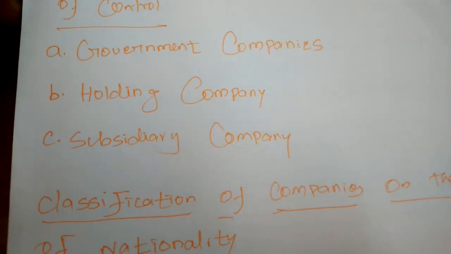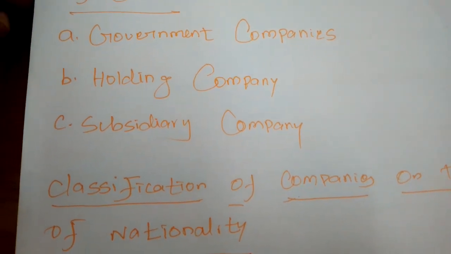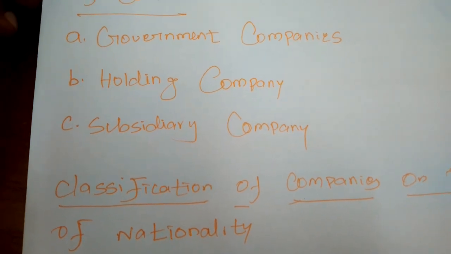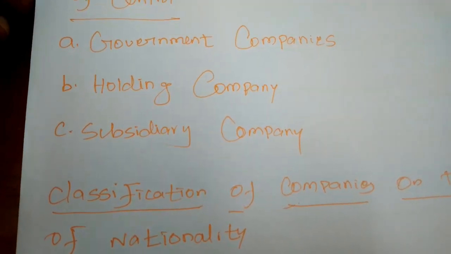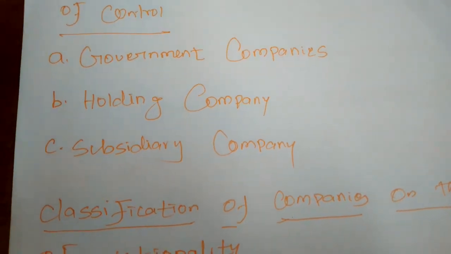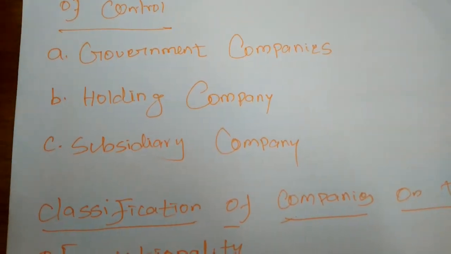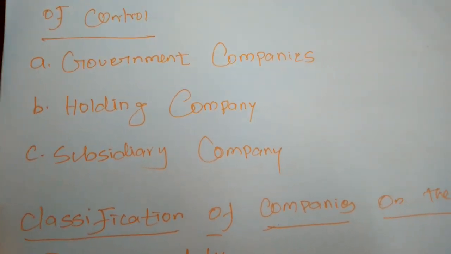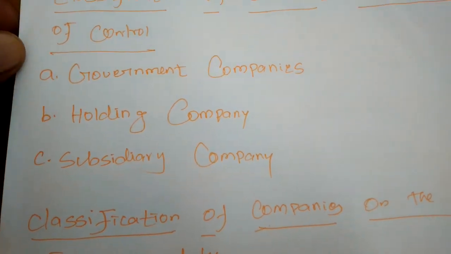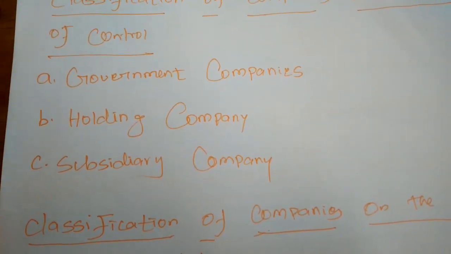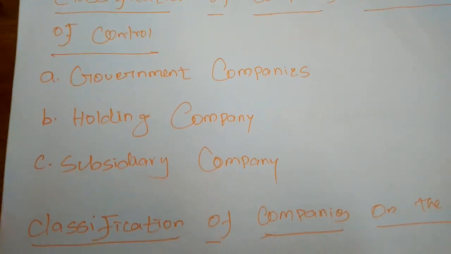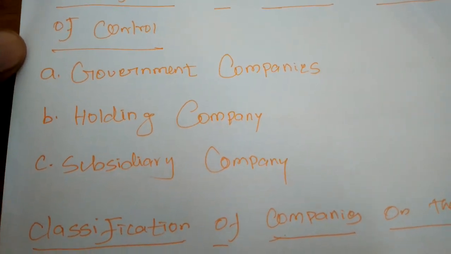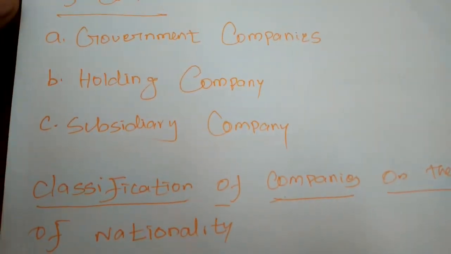Next, holding company. A holding company controls the composition of the board of directors, or exercises control over more than one half of the total share capital, either on its own or together with one or more of its subsidiary companies. When any company holds above 51% of the shares of another company, that is called a holding company.